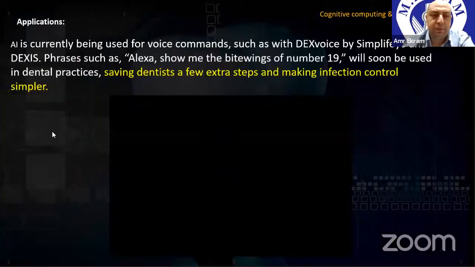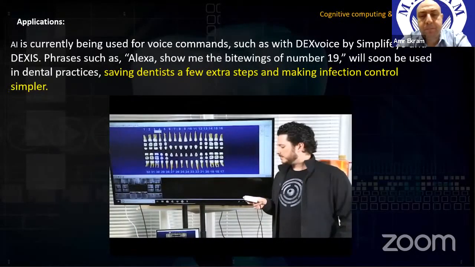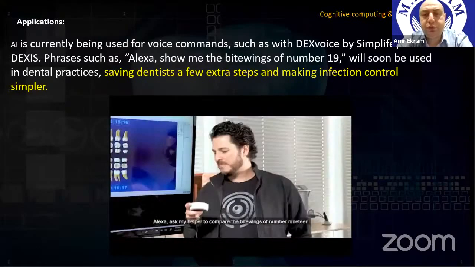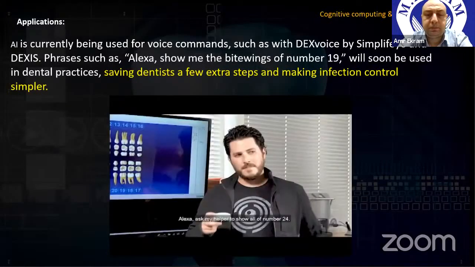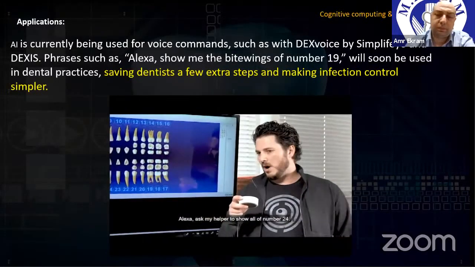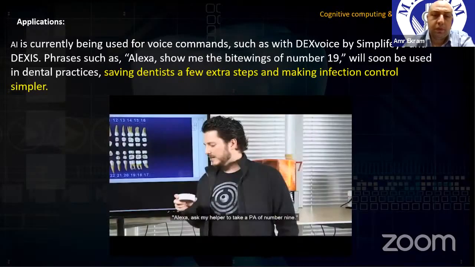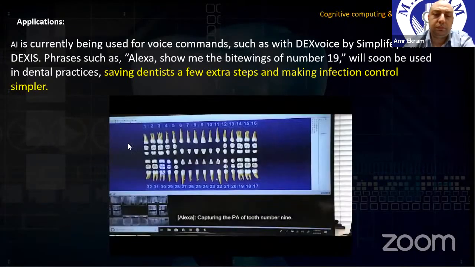Alexa, ask my helper to show the PA of number 7. Showing the PA of tooth number 7. Alexa, ask my helper to compare the bite wings of number 19. Comparing the bite wings. Alexa, ask my helper to show all of number 24. Showing the images for tooth number 24. Alexa, ask my helper to take a PA of number 9. Capturing the PA of tooth number 9.